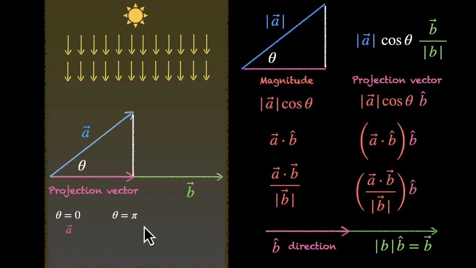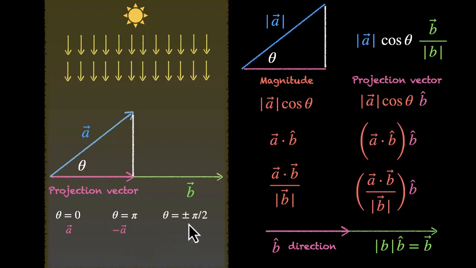What happens when theta is pi? Imagine A vector facing the opposite direction and lying on B vector. So if you think about the shadow, the length will be the same, the magnitude will be the same as A vector, but the direction, because we want the projection to be along B vector, is going to be the opposite of A vector. A vector is facing left and B vector is facing right. So the projection will be minus A vector. That's going to be in the opposite direction of A.